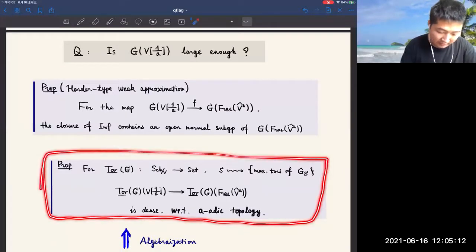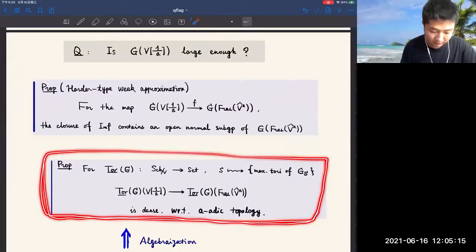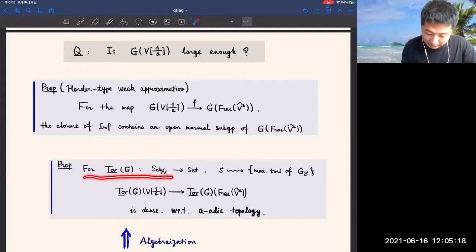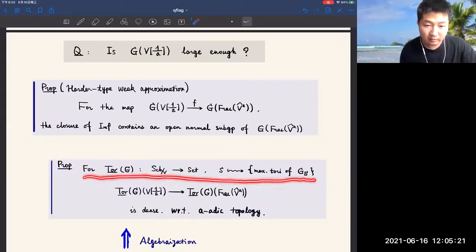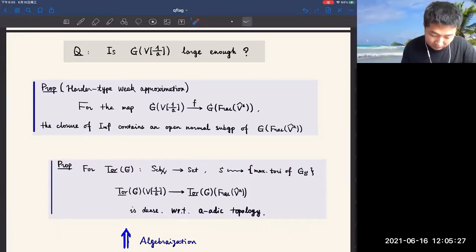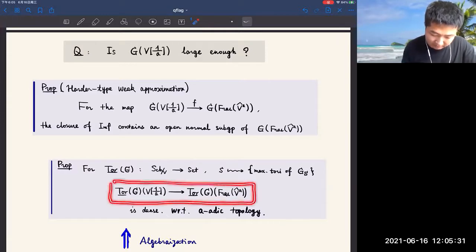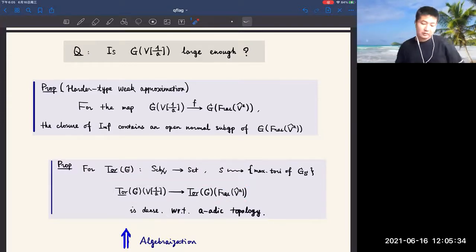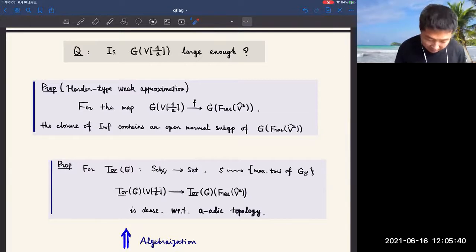So this proposition is what we want to do for the maximal torus. For the functor which parametrizes the maximal tori of the G base changed to S, this map is dense. Because this functor is representable by a scheme which is affine, we can also induce some topology on that. We can talk about the topology and talk about what is dense. So this map is dense with respect to the A-adic topology.